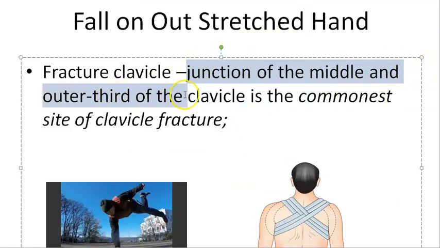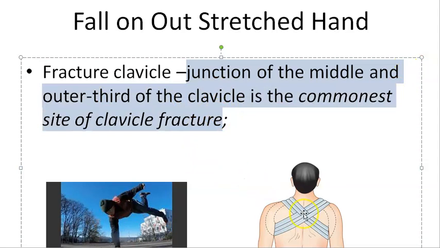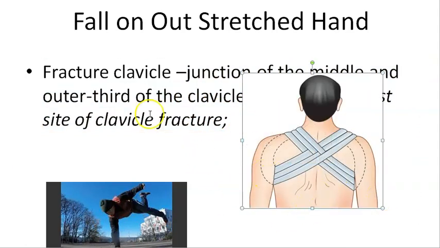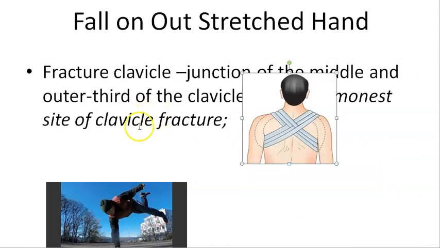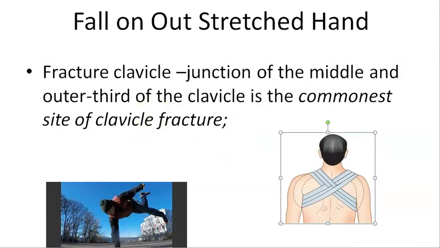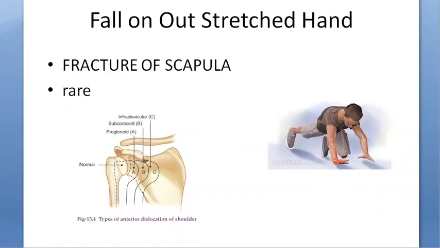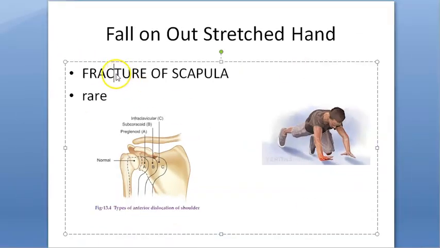The junction of the middle and the outer third of the clavicle is the commonest site of clavicle fracture. But it will unite easily. Anyways, one of the solutions is this figure of 8 bandage, okay? A lot of other solutions are there. So let's move forward, guys. If you want to learn more about clavicle fracture, you will have to look at a separate video on that.